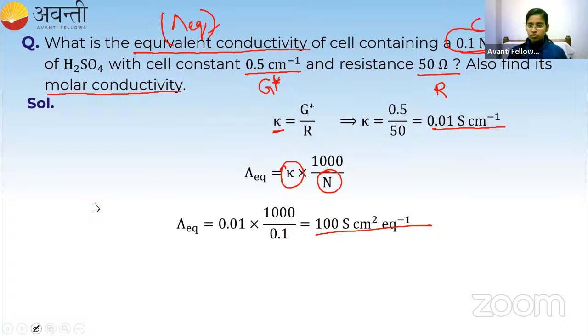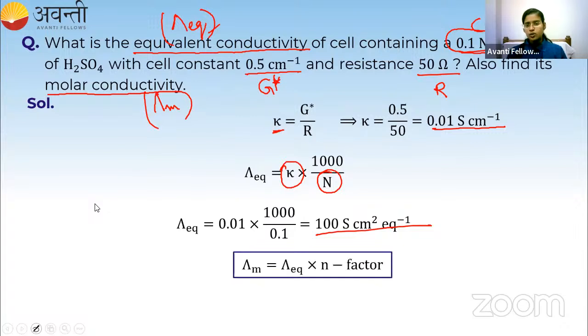Now the second part is to find the molar conductivity. How will you find it? You can use the relationship between both: molar conductivity is equal to equivalent conductivity into n factor. You can substitute the value of equivalent conductivity and n factor and straight away get the answer for molar conductivity. Now you may ask, ma'am, what is n factor over there? N factor is the number of replaceable H plus ions for this H2SO4.